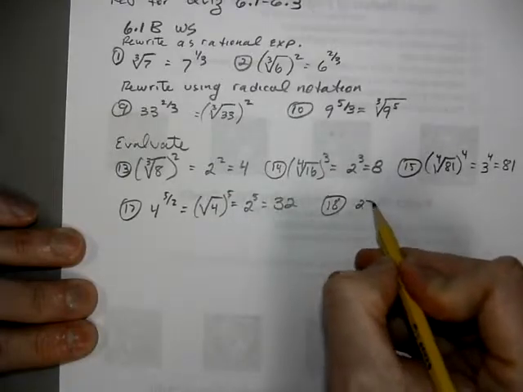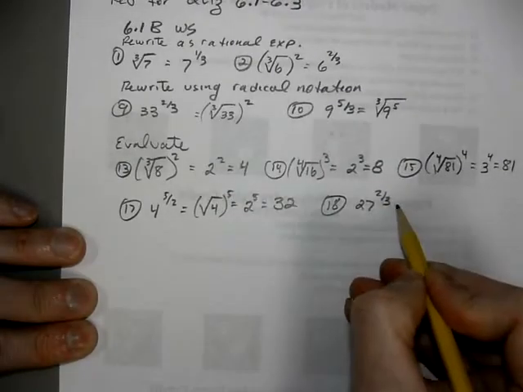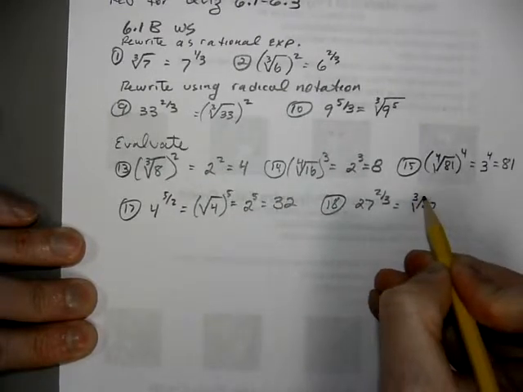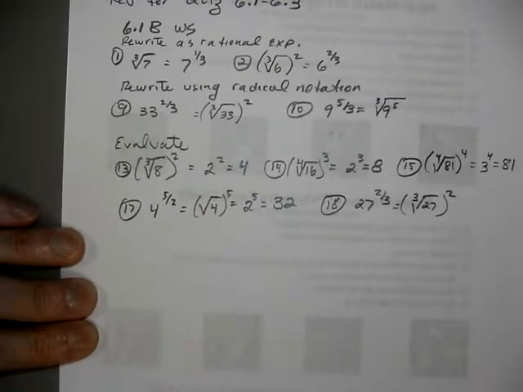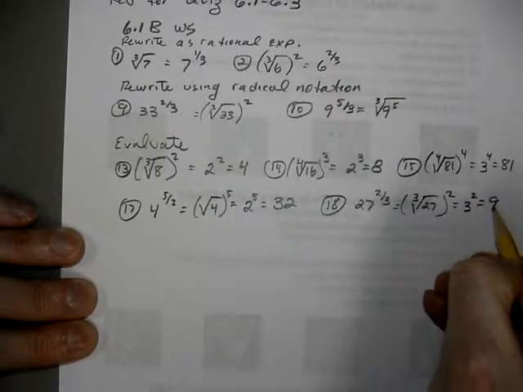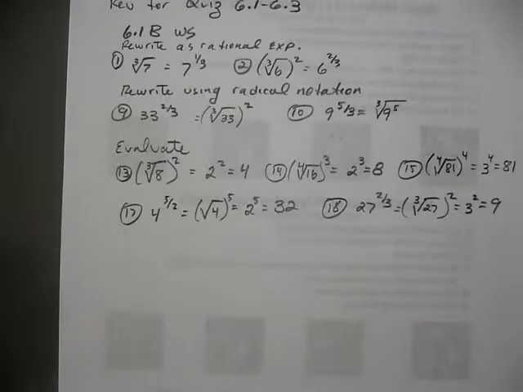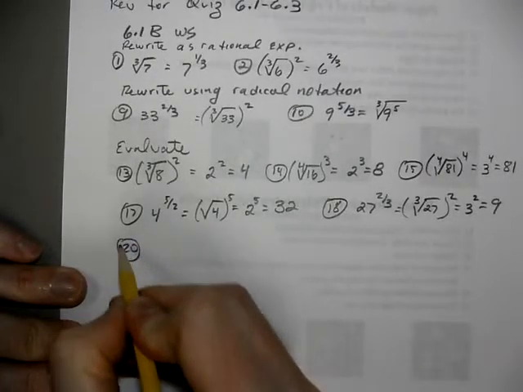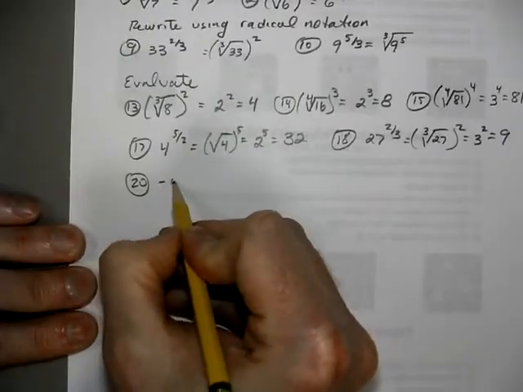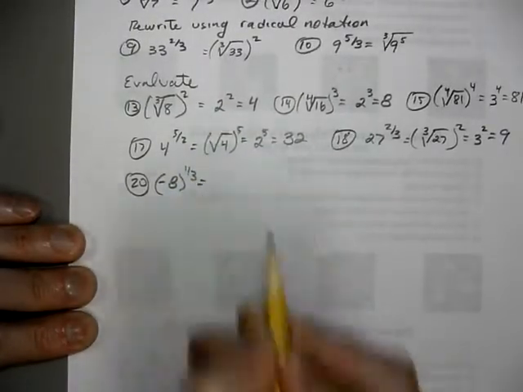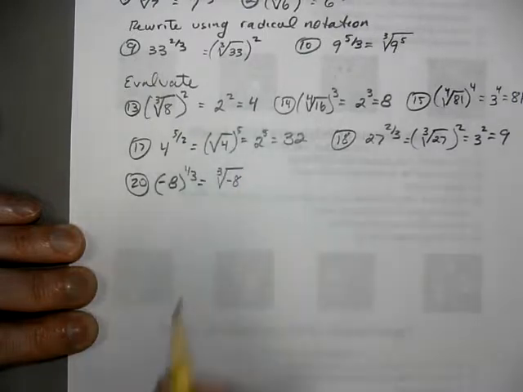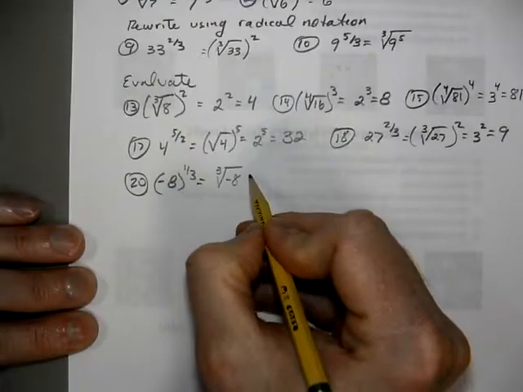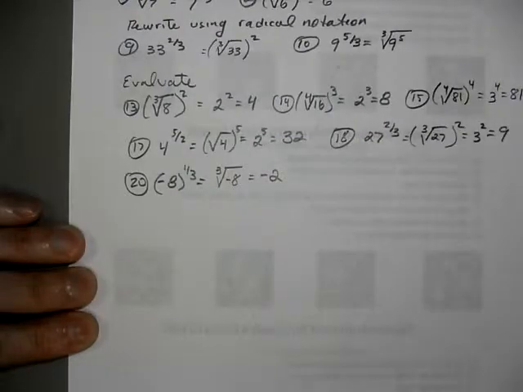Number 18, 27 to the 2/3. That is the cubed root of 27 squared. Well, the cubed root of 27, 3 times 3 times 3 makes 27. So the cubed root of 27 is 3. Number 20, negative 8 to the 1/3. It's okay to take the cubed root, which is an odd index, of a negative number.